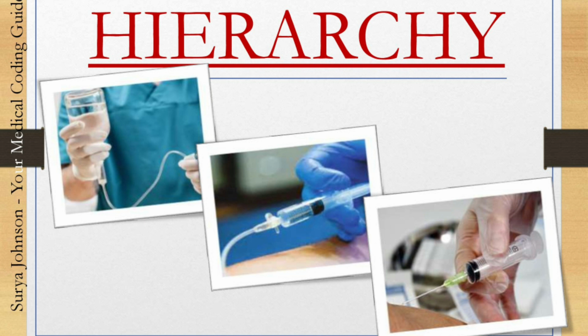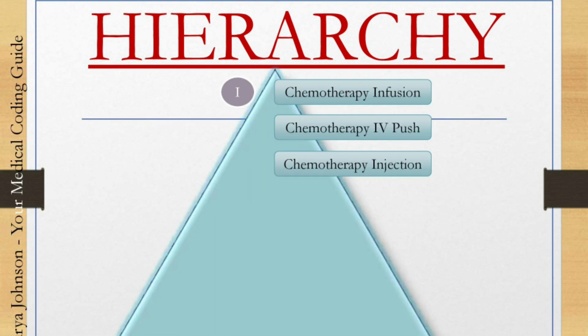So what is hierarchy? Hierarchy means the order, in what order the coding should be done. The first in the order are the chemotherapy drugs. So the chemotherapy infusion comes first, then the chemotherapy IV push falls next, later the chemotherapy injection. So first infusion, IV push, and injection.